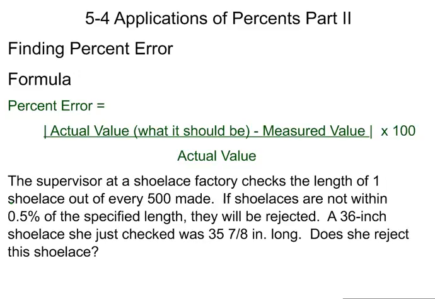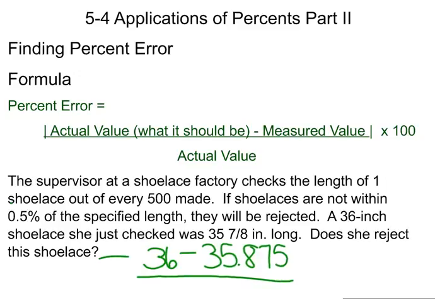Okay, so to solve this, let's look at our formula, the actual value. What is it supposed to be? Well, the shoelace is supposed to be 36 inches long. So we have the 36. Then it says subtract the measured value. What did the person actually measure? Well, they measured 35 7/8, which is 35.875. We divide that by the actual value, which we already determined. Then we take the absolute value of that and we multiply the whole thing by 100.